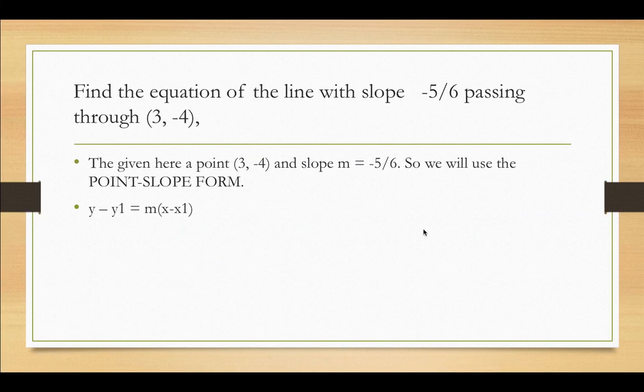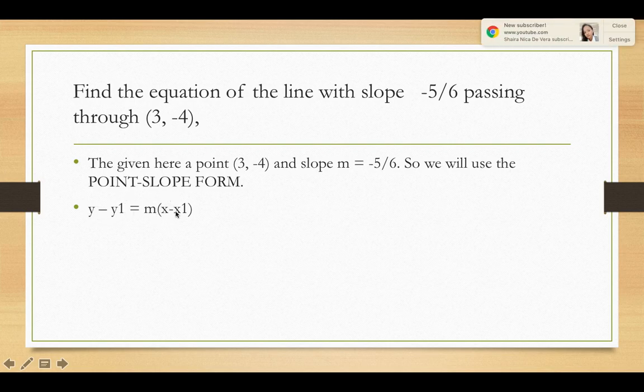Now let's try an example. Find the equation of a line with slope negative 5 over 6 passing through the point 3, negative 4. Now this should be easy because slope is given and a point on the line is given. So we know that we are going to make use of the point slope form. So using the formula or the equation of a line given a point and a slope, y minus y sub 1 is equal to m times the quantity x minus x sub 1.